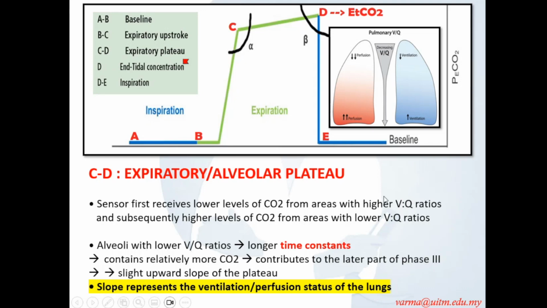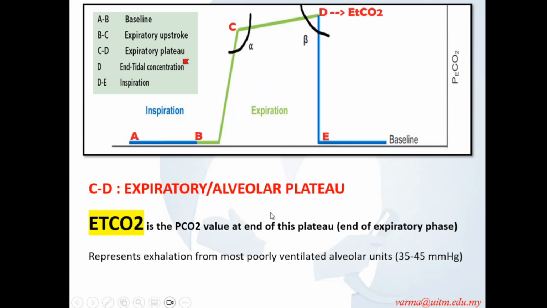So it's the later part of this C and D, the slight upward slope of the plateau. Thus, the slope actually represents the ventilation perfusion status of the lung. If the ventilation perfusion status is better, it will come more straight. If the VQ is worse, then it will go higher and higher. We'll come into it later.